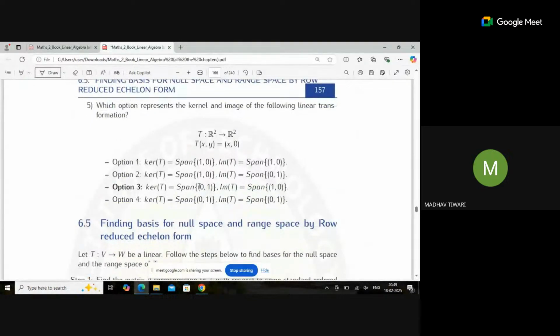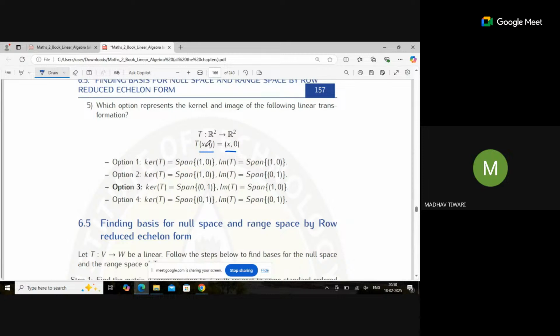Okay, it is asking... we are given a transformation here like this. The transformation of (x, y) is (x, 0). So it is again asking what is going to be the spanning set for these two things.